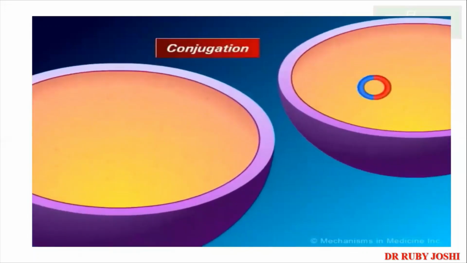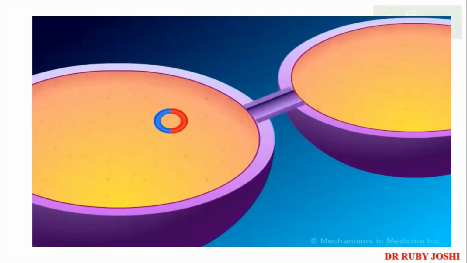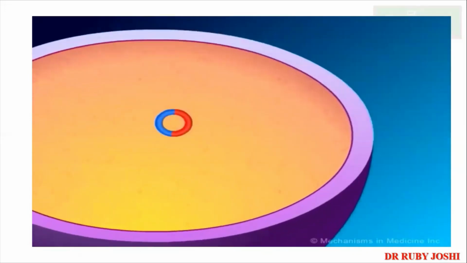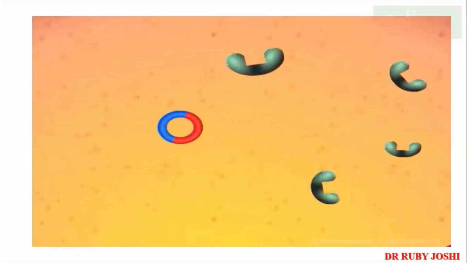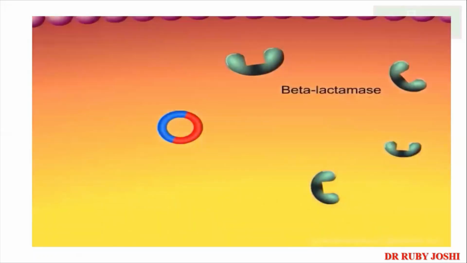Bacteria are capable of passing these resistance plasmids to each other by conjugation. When 2 bacteria come into close contact with each other, a small channel is created between them which allows one of the bacteria to pass a copy of the resistance plasmid to the other. If the plasmid is transcribed and translated, the bacteria will begin to produce inactivating enzymes. These enzymes, capable of destroying beta-lactam antibiotics, are known as beta-lactamases.